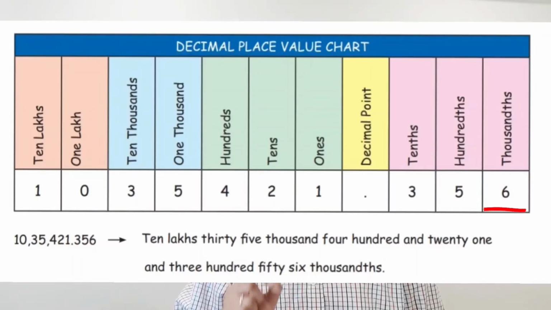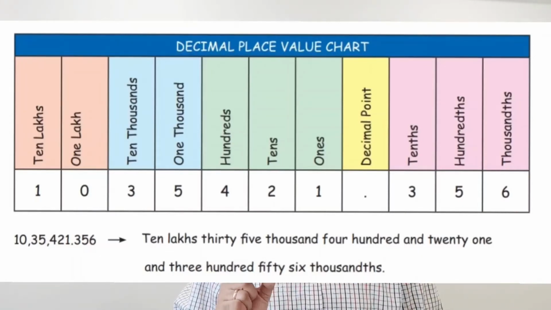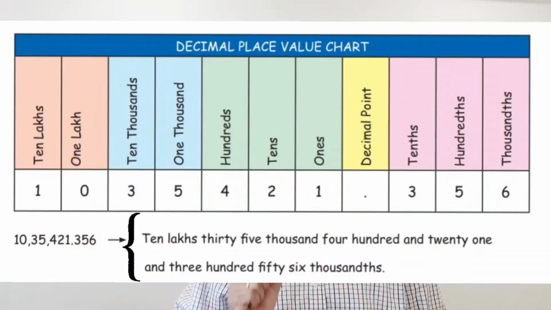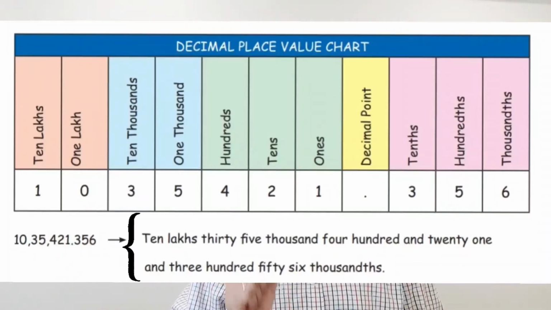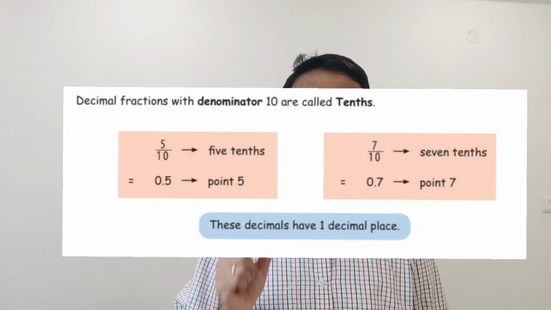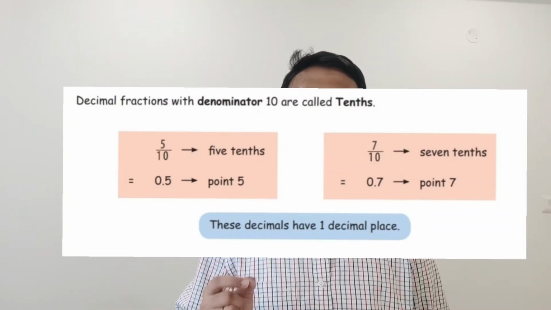And as we saw earlier, how do we read this? We read this as 10,35,421 and 356 thousandths. That is one way to read it. Or you can also read it as 10,35,421.356.